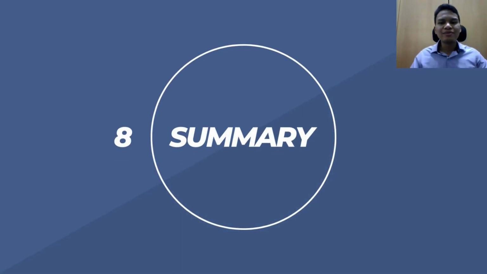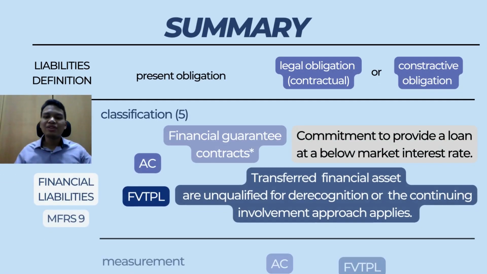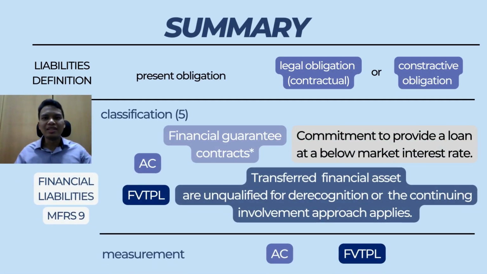Now, finally, we have reached the end of our presentation. I will do a summary of what we have discussed in this presentation. First, we have talked about the definition of liabilities, where liabilities is a present obligation. There are two types of obligation, which are legal obligation and constructive obligation.